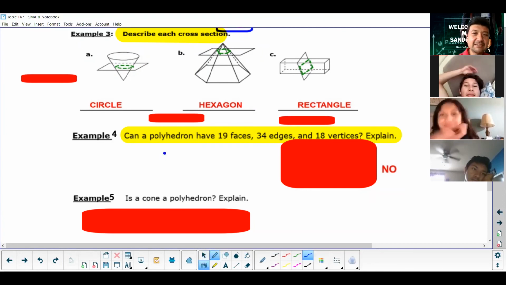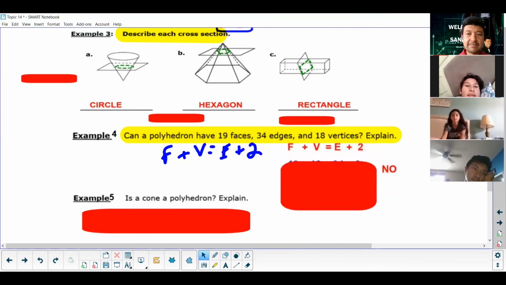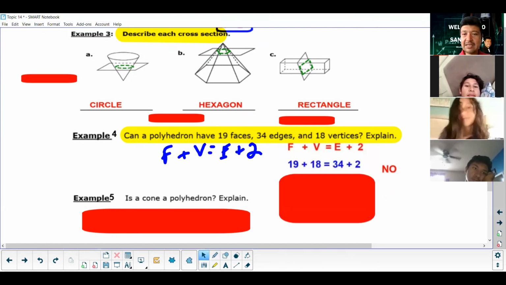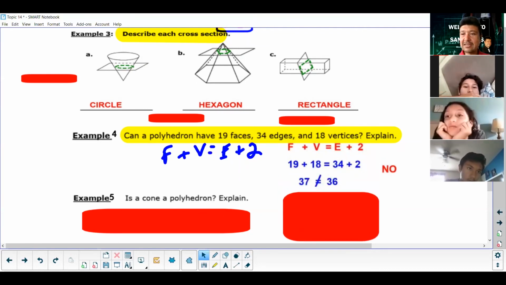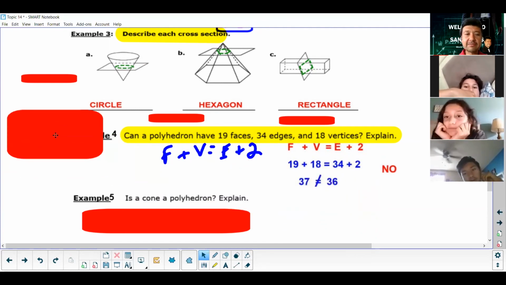Well, we got faces plus vertices equals edges plus 2. So using that formula, which is the one that's written there, faces will be 19 plus 18. You get 34 plus 2, it doesn't equal. You see, I got 37, which does not equal 36. So it's not possible to make this kind of polyhedron.